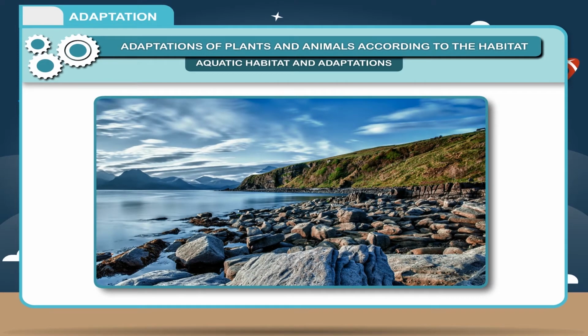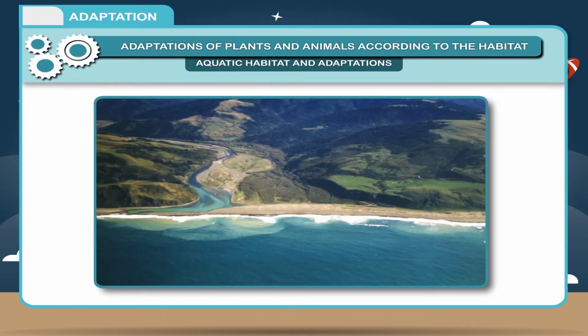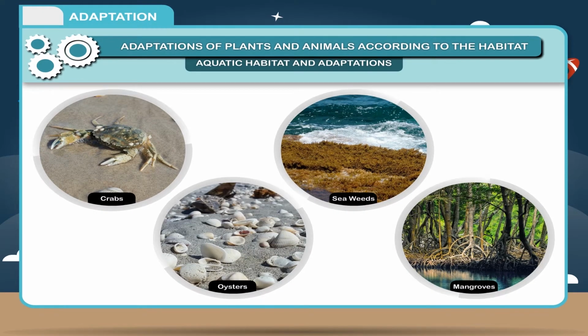Coastal habitat refers to the regions where the sea meets land. There are a variety of coastal habitats that support different types of living organisms. Estuaries are coastal regions where a river or stream containing fresh water meets the salty water of the sea. These unique habitats are supported by organisms like crabs, oysters, seaweeds, and mangroves.